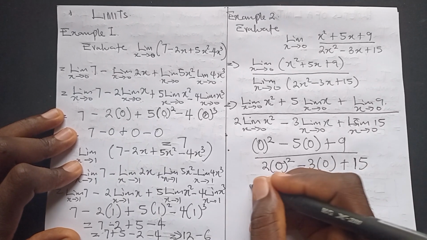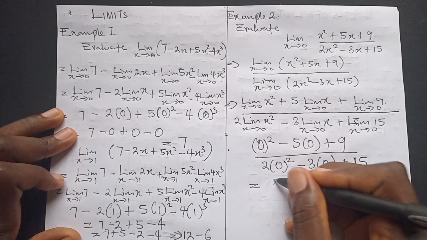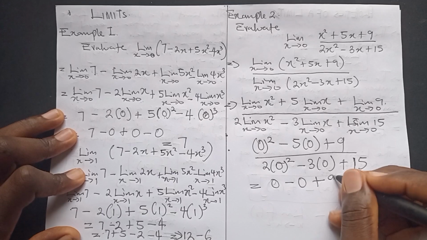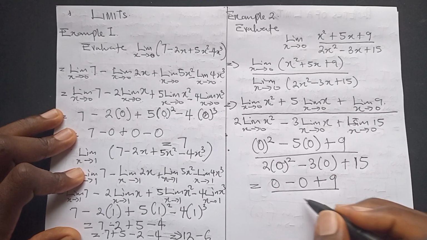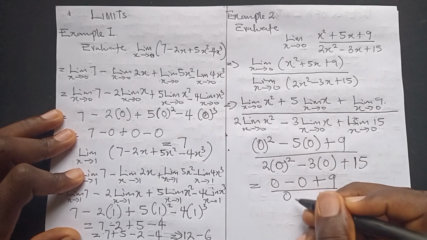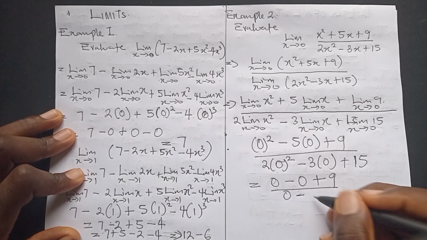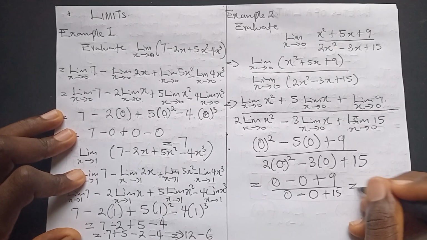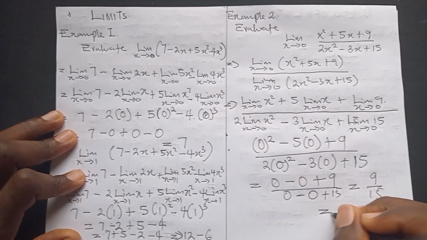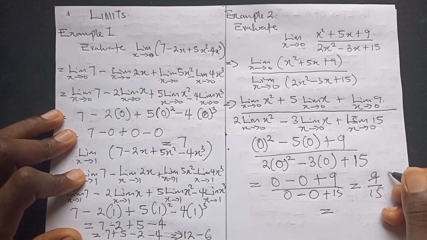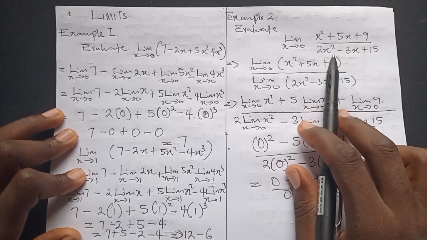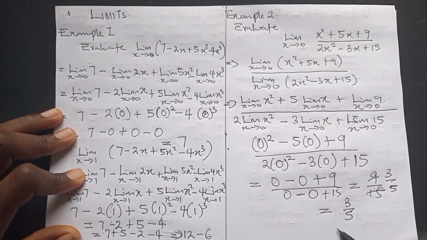So this is equal to 0 squared is 0, plus 5 times 0 gives you 0, plus 9, over, divided by 0 squared gives you 0, so 2 times 0 is 0, minus 3 times 0 is 0, plus 15. So this is equal to 9 over 15. Now we can still cancel this to the lowest term. 3 goes into 9 three times, and 3 goes into 15 five times. So it is equal to 3 over 5. The limit of this function when x tends to 0 is equal to 3 over 5.